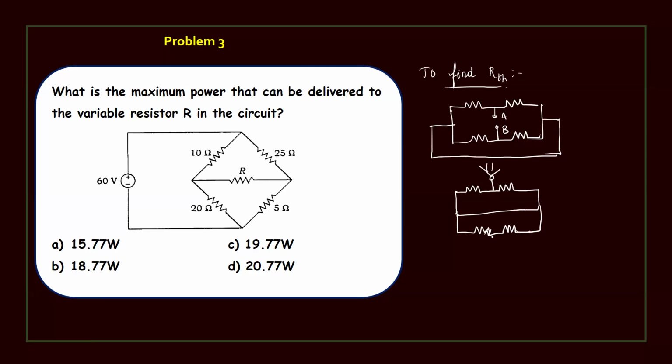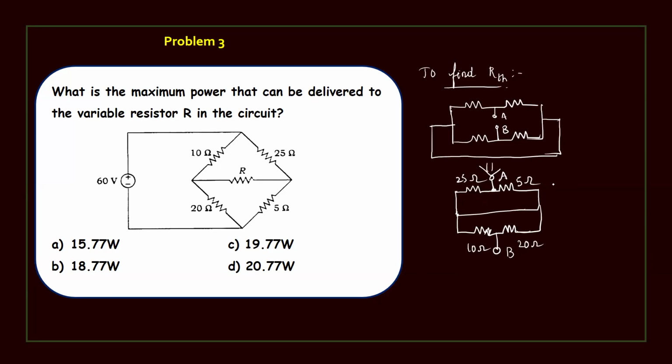Okay, this is between terminals A and B. Now here 25 ohms, here 5 ohms, here 10 ohms, and here 20 ohms. Now see terminals A and B. The A terminal is connected to one end of the 5 ohms and one end of the 20 ohms, and the other ends of the 25 ohms and 5 ohms are connected. So 25 and 5 are in parallel. Like that, 10 ohms and 20 ohms are in parallel.